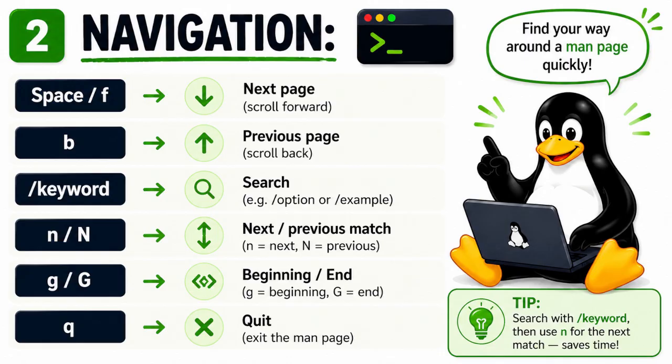And here is how you navigate inside a MAN page. Space or F, scroll on the page forward. B, scroll back. /keyword, search for a term. N and capital N, next and previous search result. G and capital G, jump to the beginning or end. And Q is for quit.